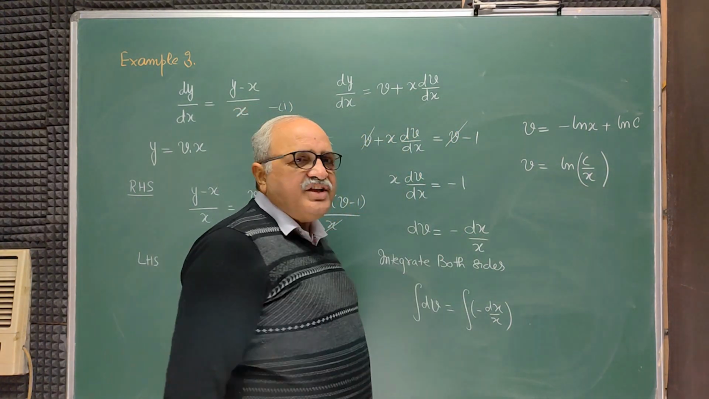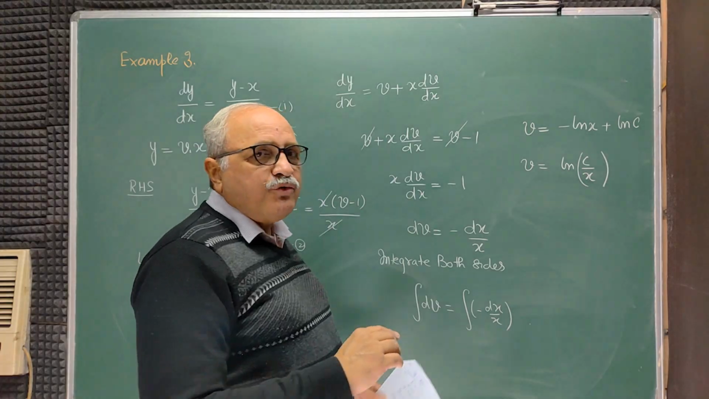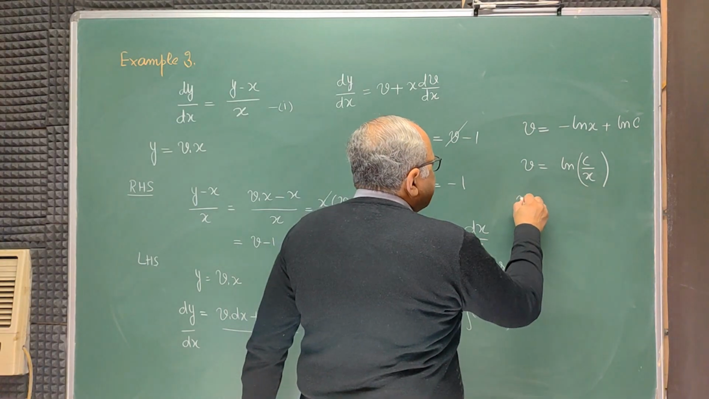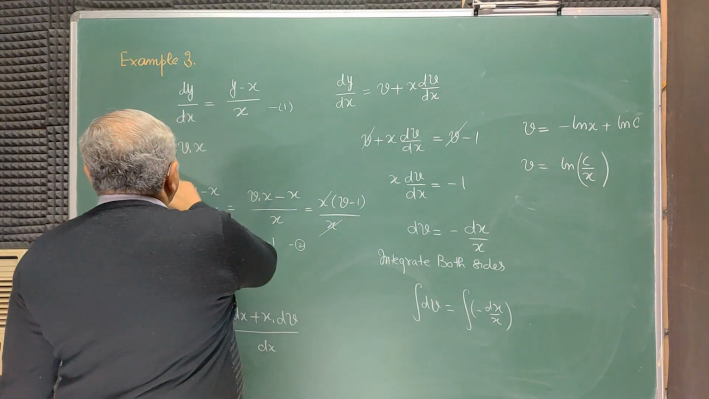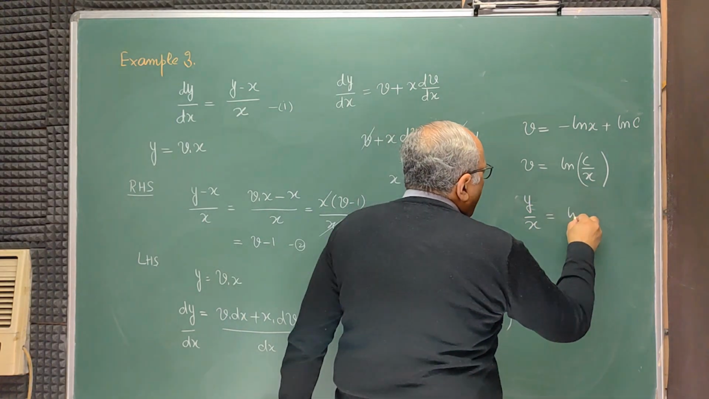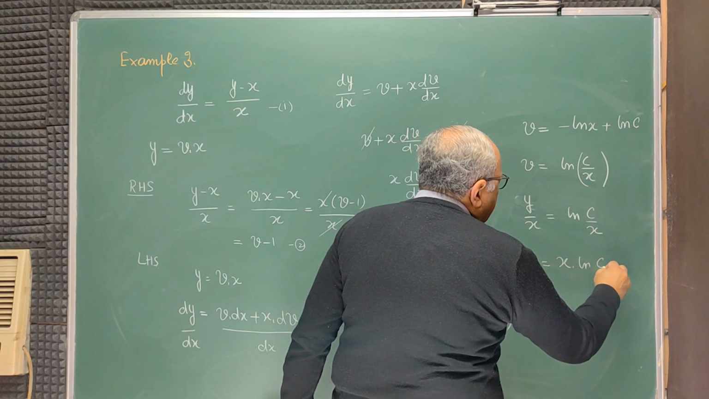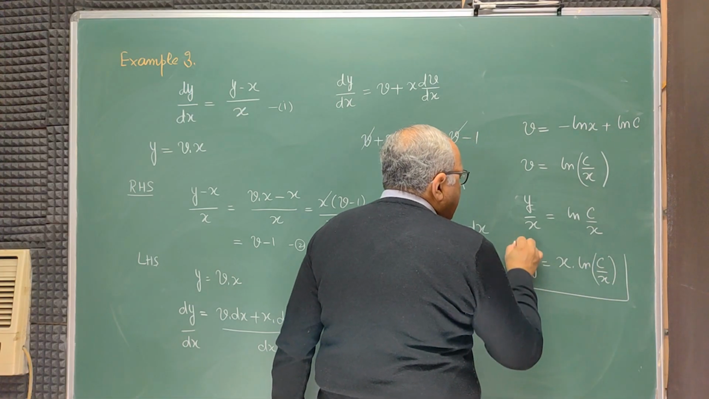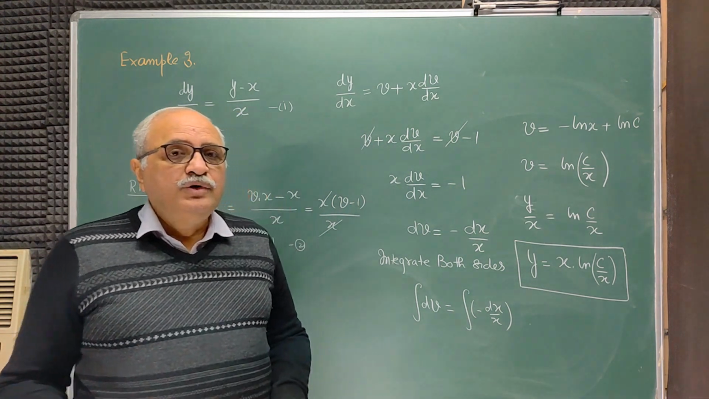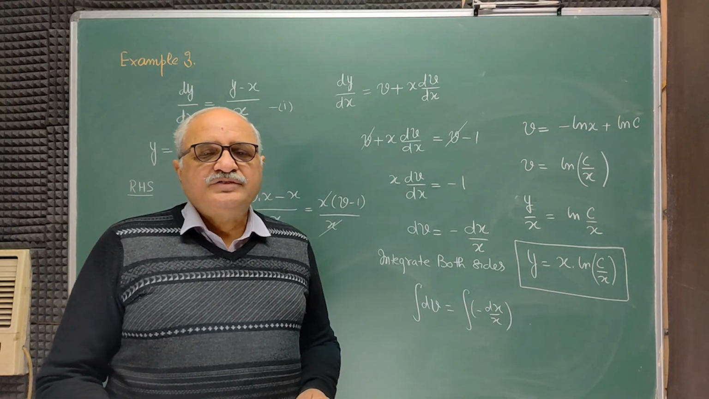Now we are at the stage where we have the function v, but as we have substituted for v, we have to reverse this substitution. Once you reverse the substitution, keeping v as y by x, this is now equal to log c by x, so we can write this as y equals x log c by x. So this is the solution for the differential equation, where we have to deliberately make certain substitutions to get the separation of variables.